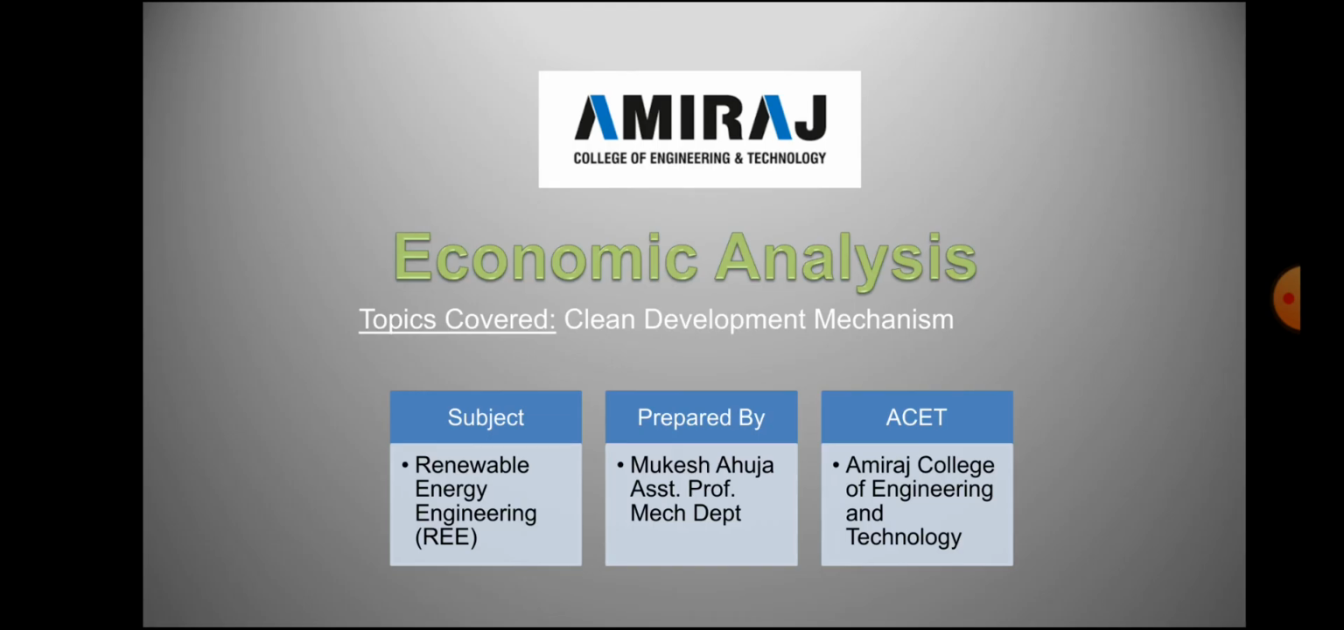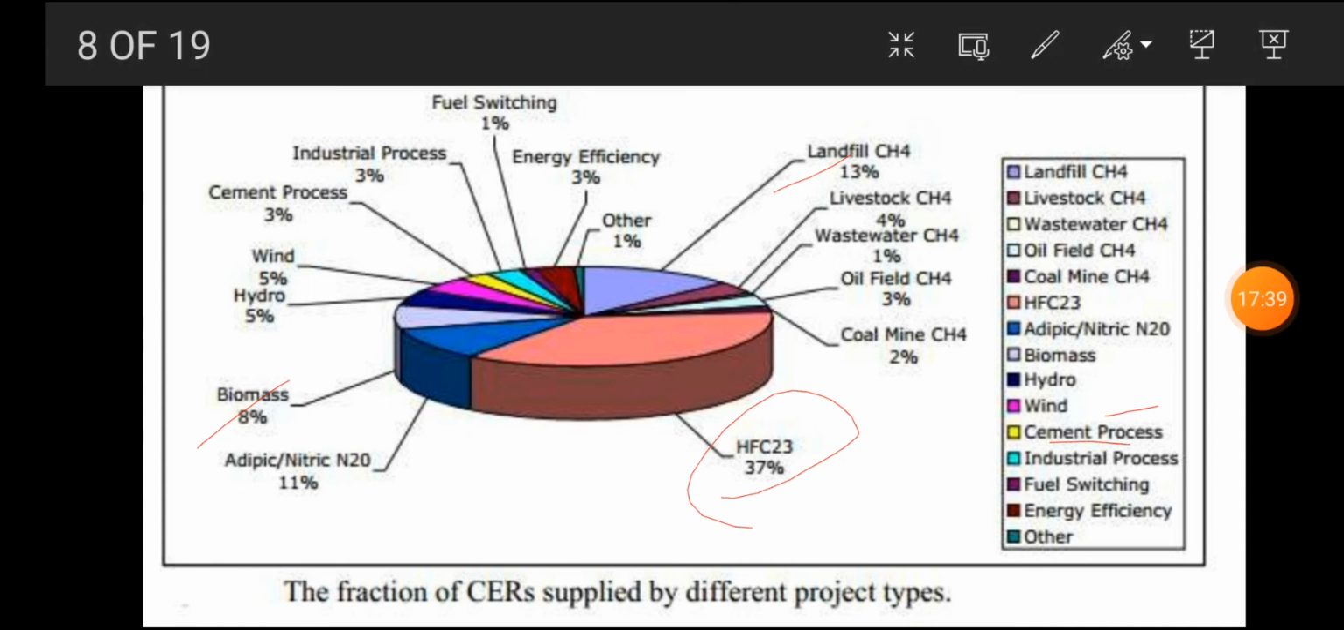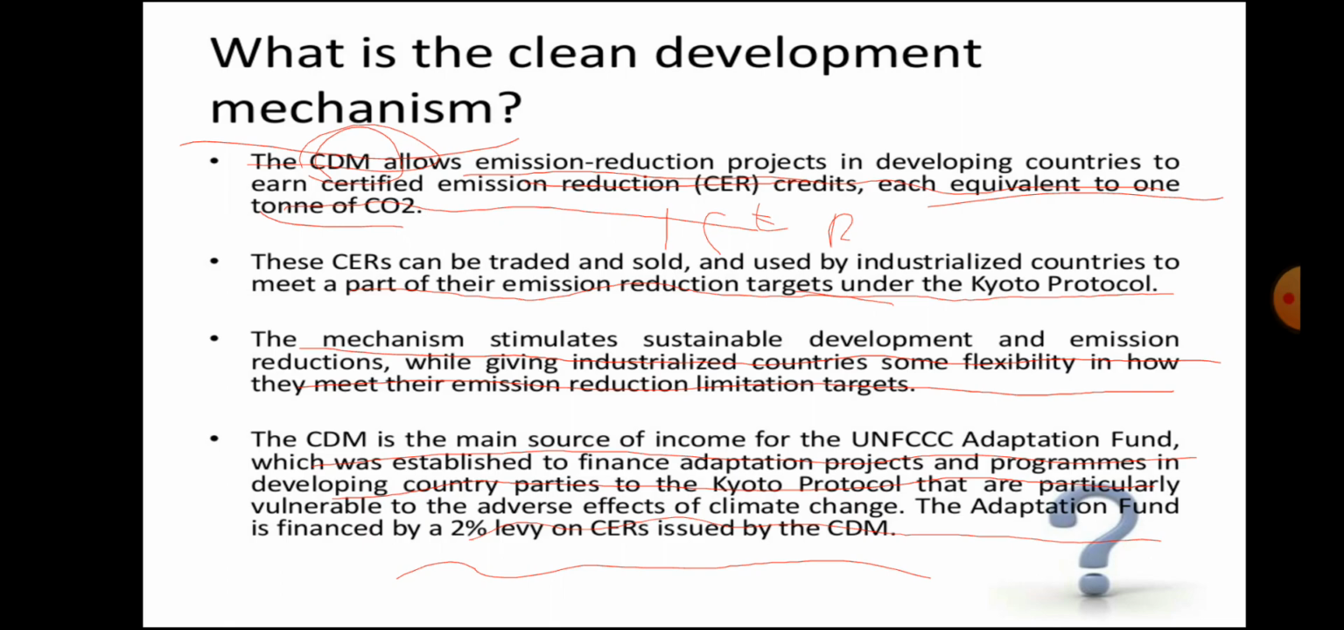I hope you understood all the aspects of CDM, who the beneficiaries are and everything. I will just once again revise all the things. CDM, clean development mechanism, was introduced as one of the flexible mechanisms in the Kyoto Protocol, in which there were three mechanisms: international emission trading, joint implementation, and clean development mechanism. The CDM has been more successful than the other two mechanisms, and has been very important.